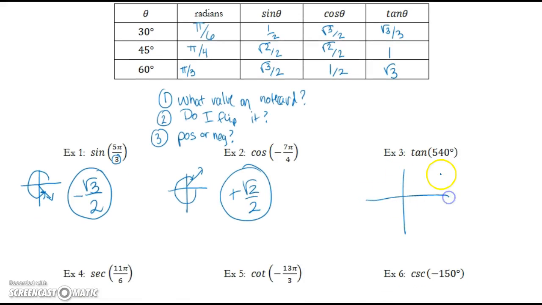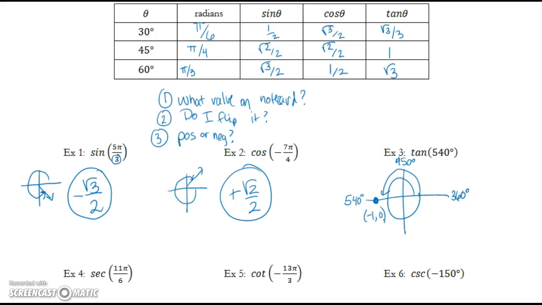Well, if we began sketching, we know a full rotation is 360. If we go another quarter of a rotation, that's 90 more, so that's 450. And if we go 90 more, that's at 540. So this particular angle lands exactly on the axis. And when we land on the axis, we want to use the coordinates for that point. This is a quadrantal angle.